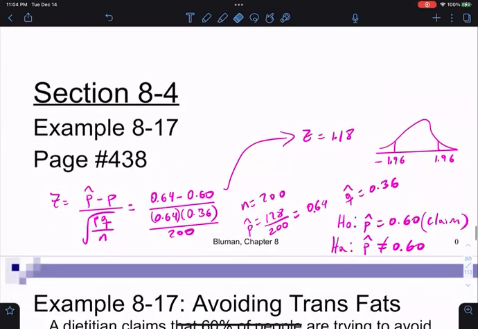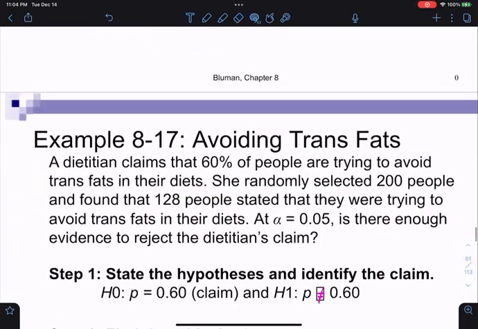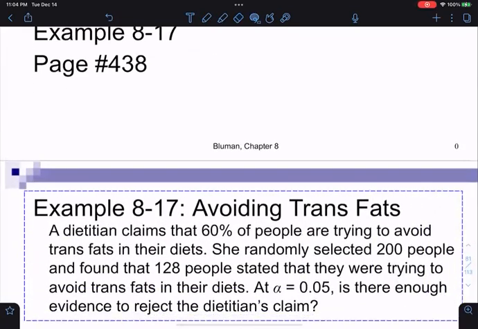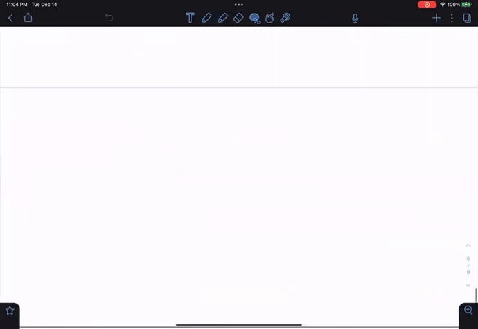Okay, so let's do this, and let's do this somewhere else, okay? So here, let me copy this. Let's do that here somewhere else, okay?